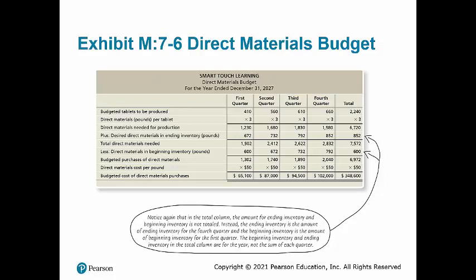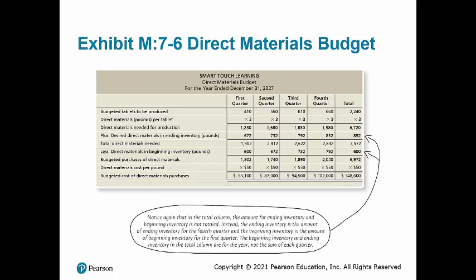for production. So in the first quarter, we're going to produce 410 tablets. We need 3 pounds per tablet. So we need 1,230 pounds of direct materials. The next step is to calculate that desired ending inventory. Remember, they want to have on hand 40% of the direct materials needed for the next quarter.